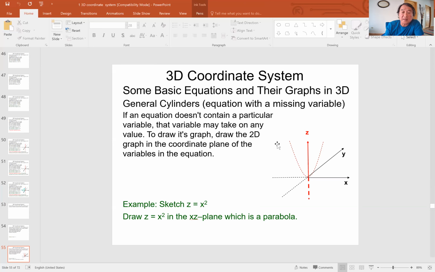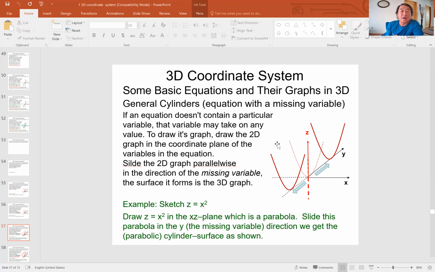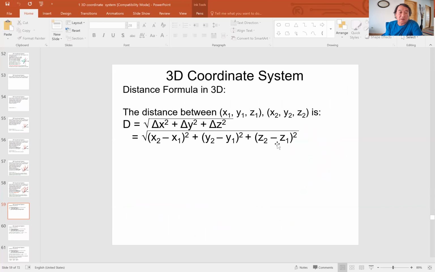So that means the points on the surface are formed by doing the following: slide this parabola in the direction of y, the letter that's not in the equation. And as I slide, it forms the surface. This surface is called, in general, a general cylinder. A general cylinder can have a closed-up slide somewhere, but this one is an open cylinder.